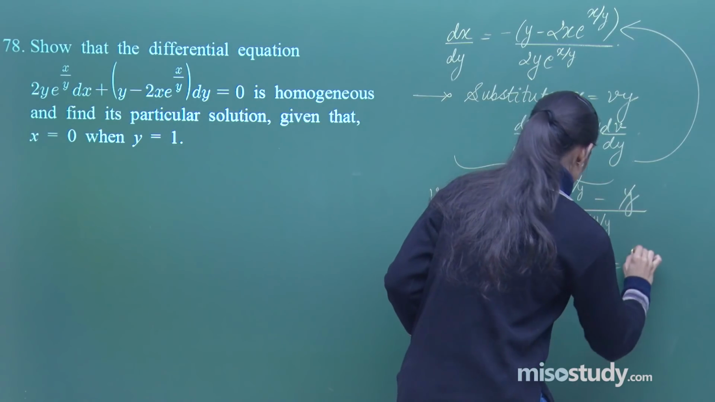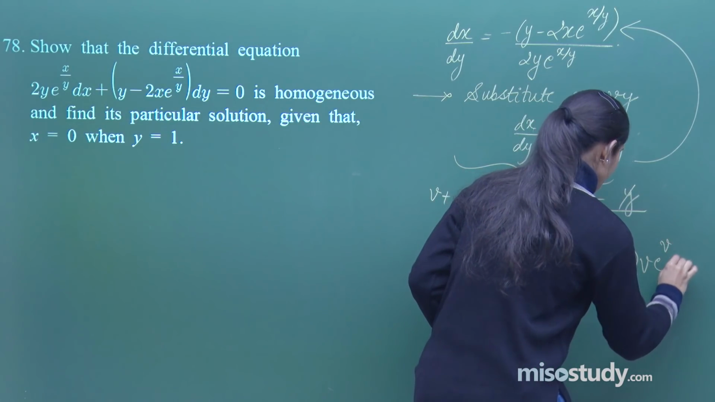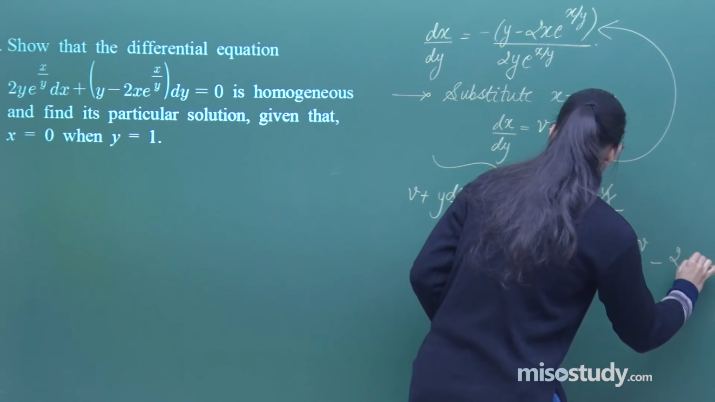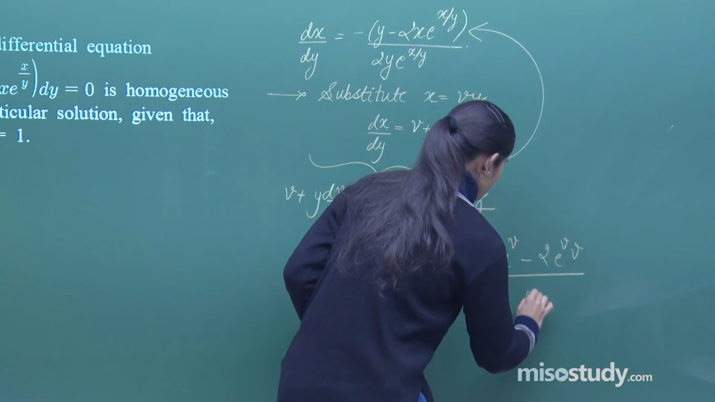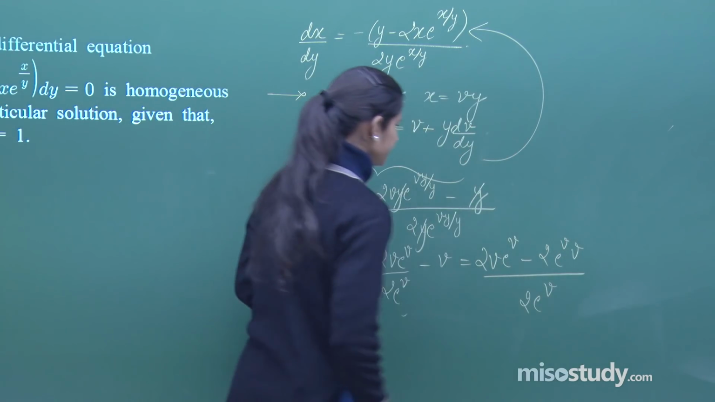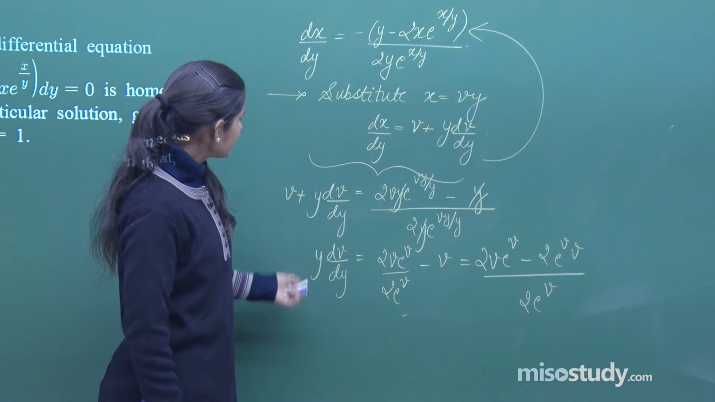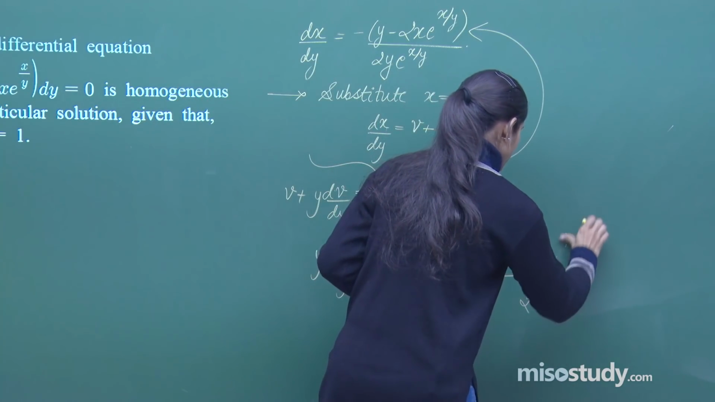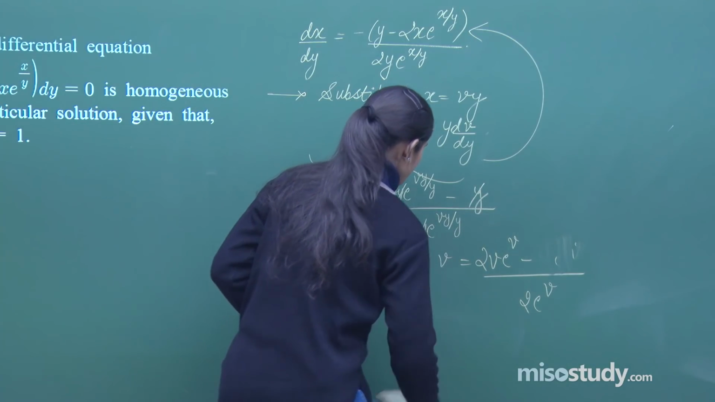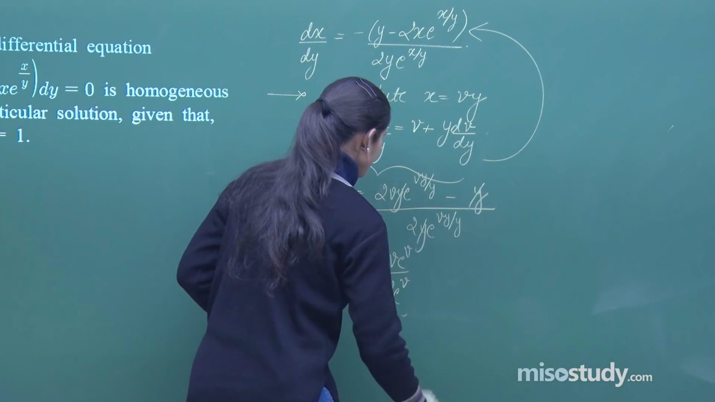So this gives you 2v e to the power v minus 2e to the power v into v upon 2e to the power v. That's it. You have got what? Yeah, so here it will be 1 actually. So one step is missed out. Let me write that step first.